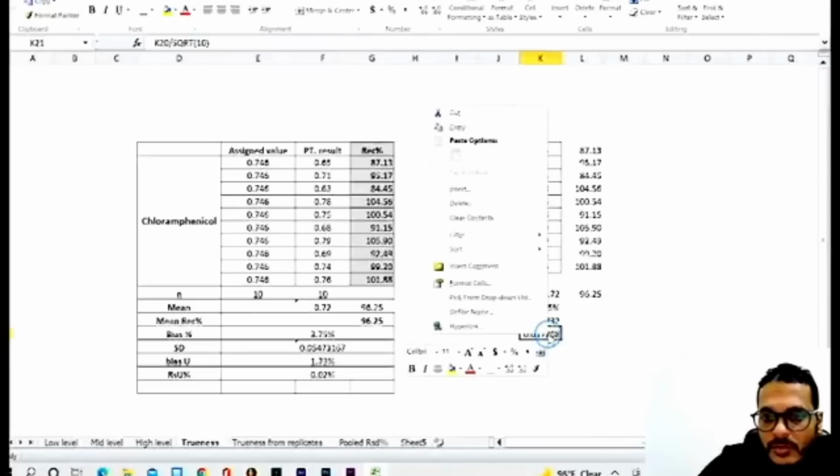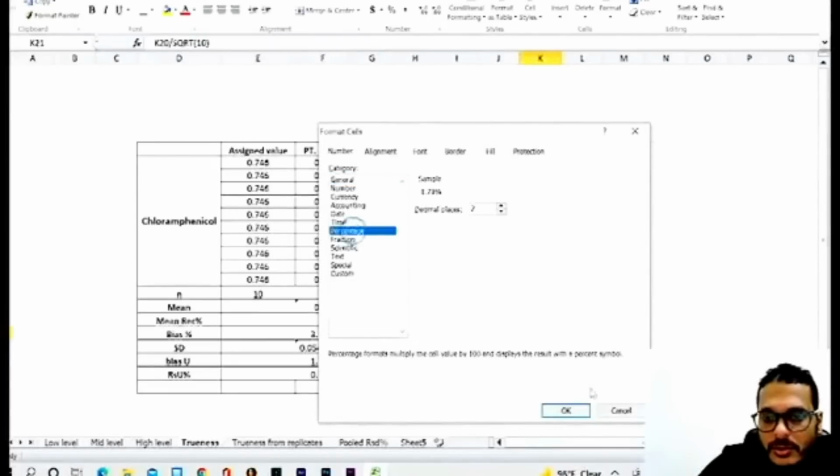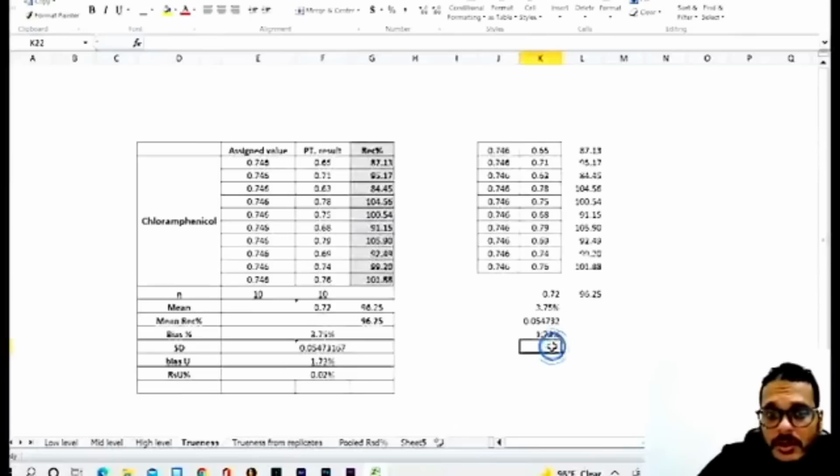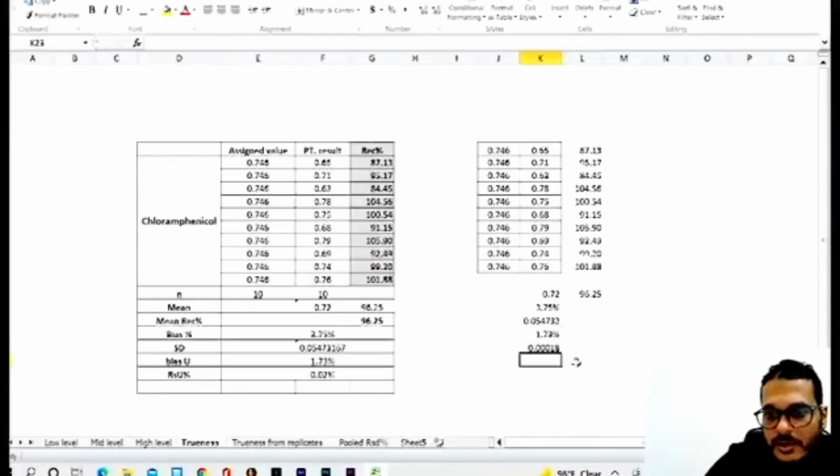which can also be converted to percentage. Then the relative standard uncertainty, which is equal to the uncertainty due to bias divided by the average of the recovery. Enter.